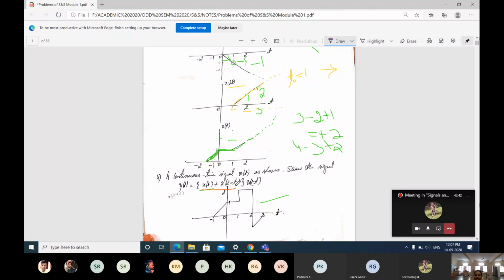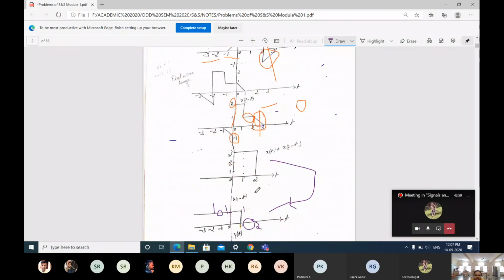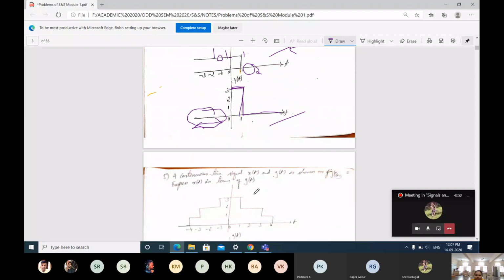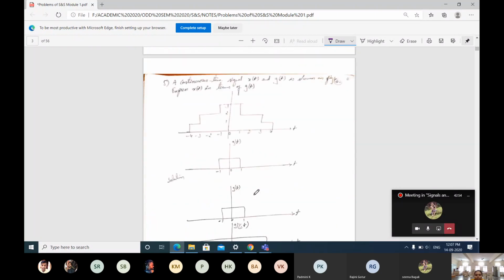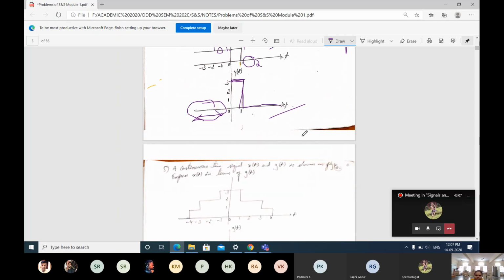If you understand all the basic operations, it will be easy for you to do signal multiplication and shifting operations. Next, we will go for one more. This is very important, a very important question in the exam.